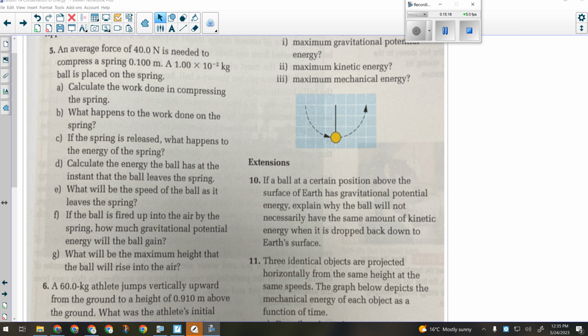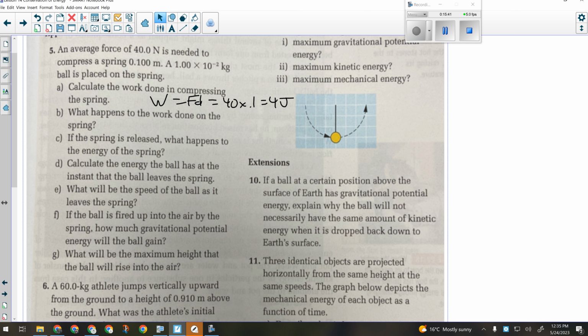If I want to calculate the work done for part A, work is force times distance. Did they give me those two things? They told me the force is 40 newtons and the distance is 0.1 meters. So if I go 40 times 0.1, I get 4 joules. So I did 4 joules of work compressing this spring.